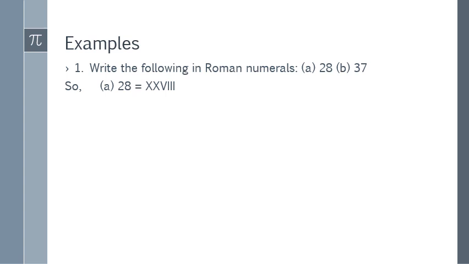The next value is 37. In 37 we have 3 tens that can be represented by 3 X's. The rest of the value is 7. In 7, the larger value of 5 can be represented with V, and the rest is the value of 2 that can be represented by II. So 37 in Roman numerals can be written as XXXVII.